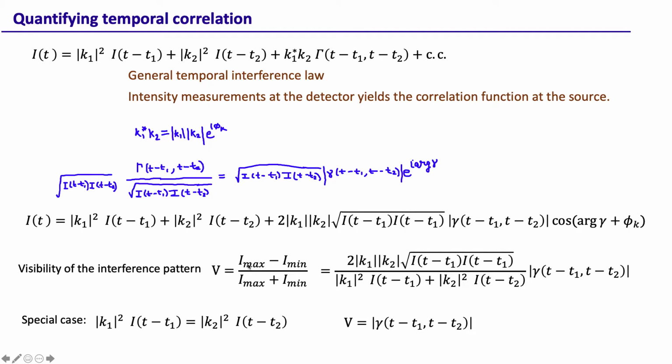One measures the maximum value of intensity and the minimum value of intensity, and that gives the visibility. It turns out that visibility is equal to the degree of coherence function when these two quantities are equal, and it is proportional even when these two are not equal. So visibility is a way of measuring the degree of coherence function. We'll also see eventually how to measure the argument of gamma, but this is how we measure the degree.